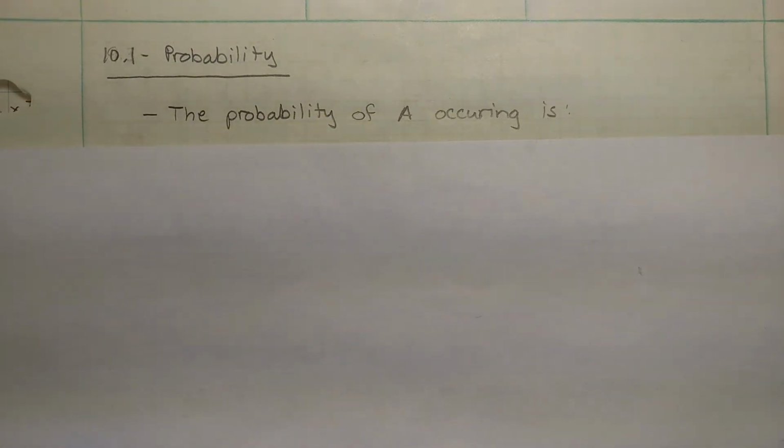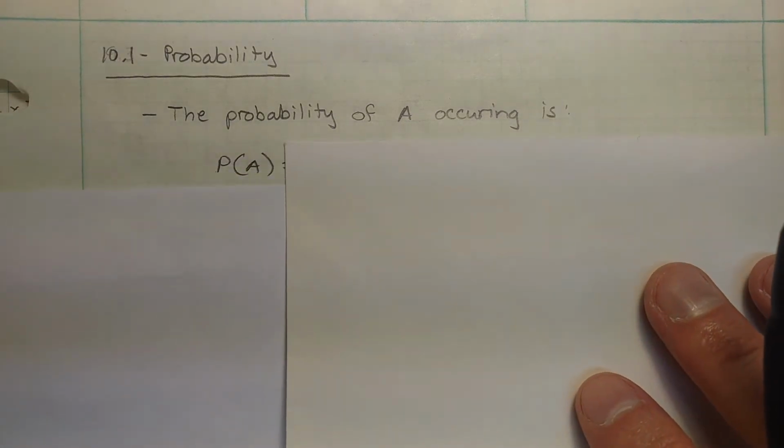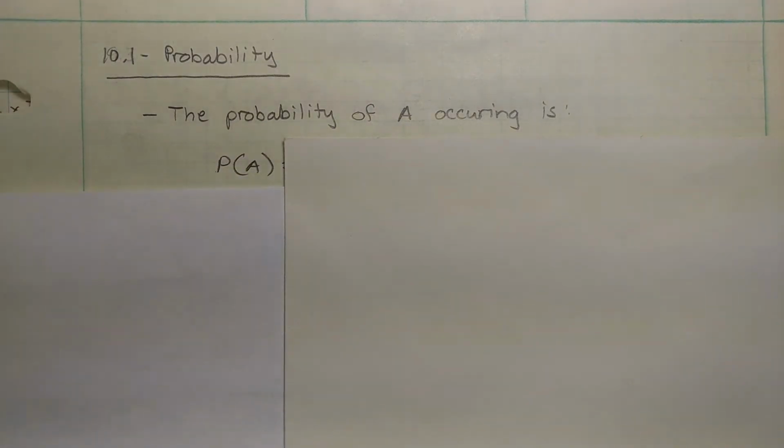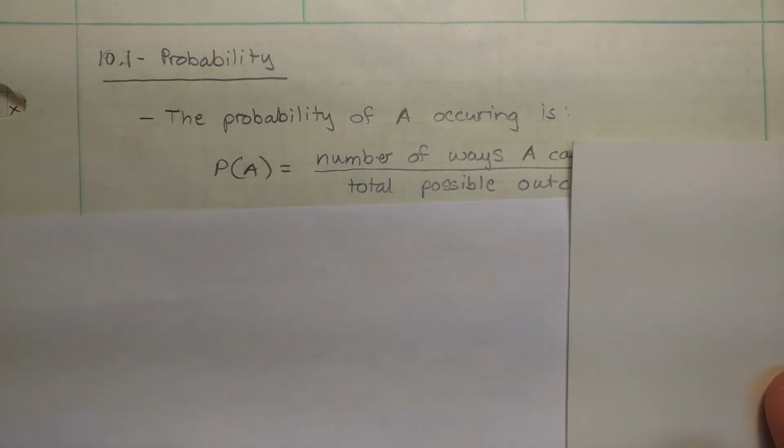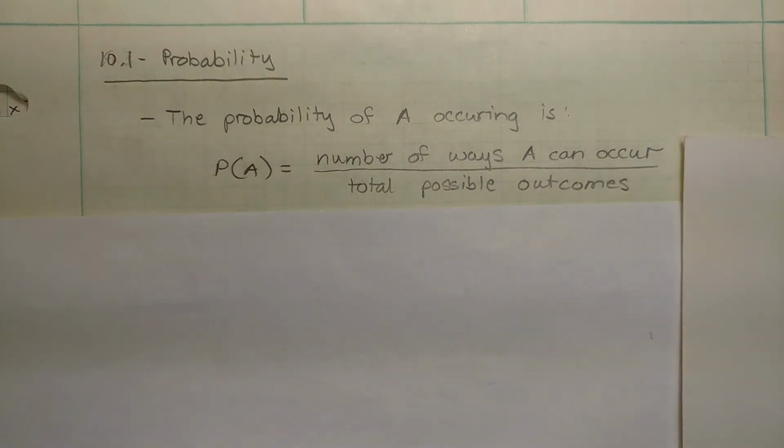So let's talk about what probability is. The probability of A, that is some particular event occurring, and we're going to use this for our notation. This is read as the probability of A, so we're talking about the likelihood of A happening. It is going to be a fraction where the numerator is the number of ways that A can occur, and the denominator is the total possible outcomes. So basically this has to be a number greater than or equal to 0, and less than or equal to 1.